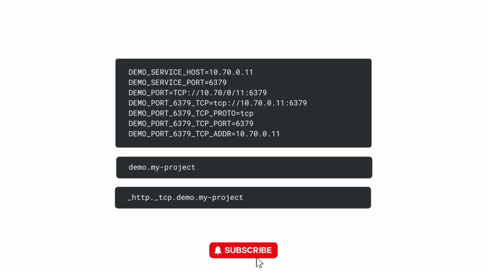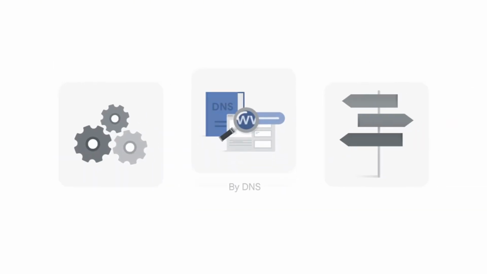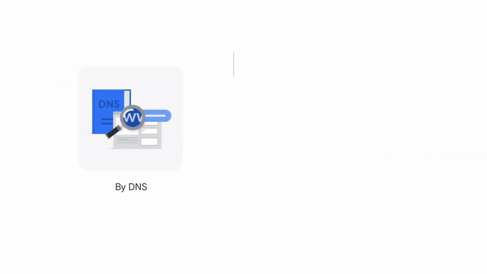Let's explore an example of the environment variables for a service named demo, where several environment variables have been defined to hold commonly used values such as the host IP, port address, and TCP port. A better practice to locate a service in GKE is by using a DNS server.